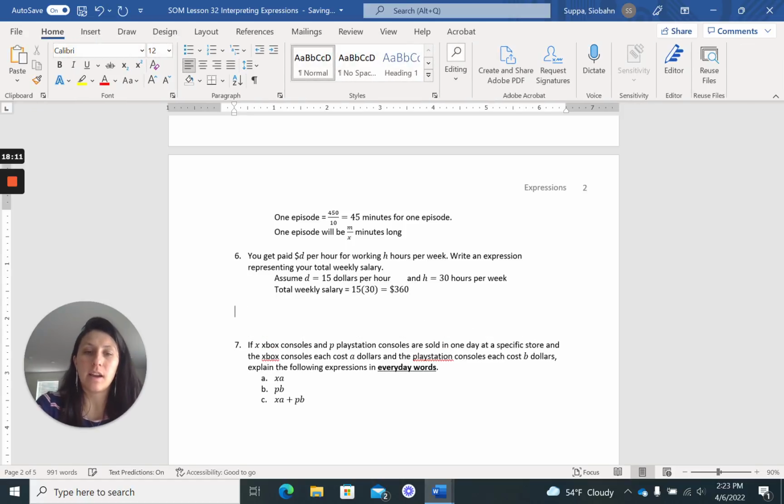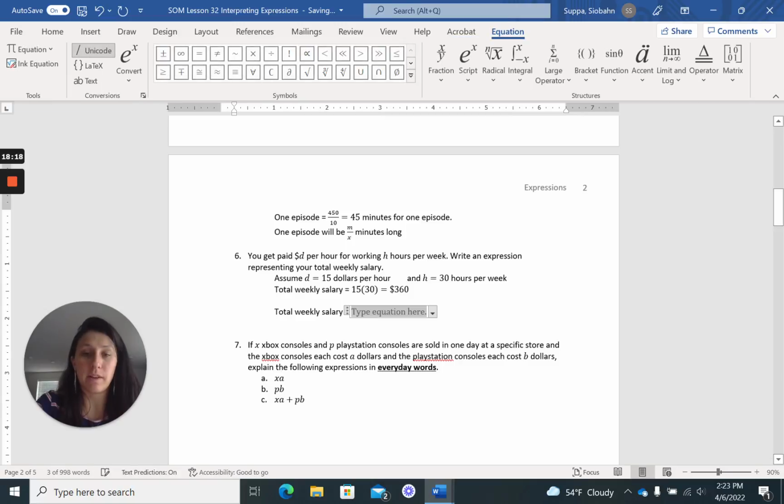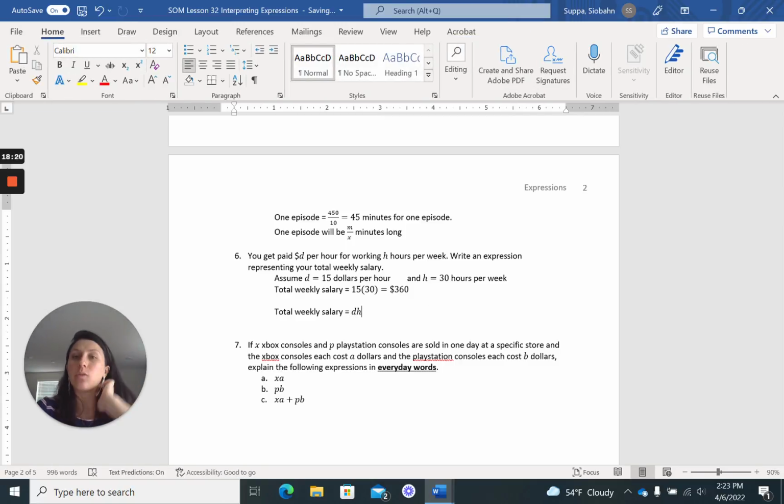And if you look at how I did that, then in general, the total weekly salary, it looks like I did that by just multiplying. So D times H, that would be your total weekly salary in general, regardless of what D is and regardless of what H is. And that's the power of using variables, right? You can represent concepts such as your total weekly salary in general, no matter how much you get paid or how many hours you work. That's the whole purpose of using these variables so that we can represent these things in an abstract, general way.